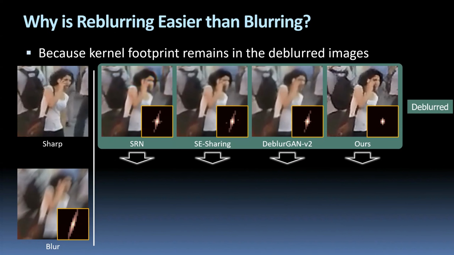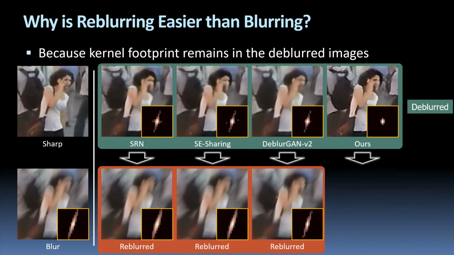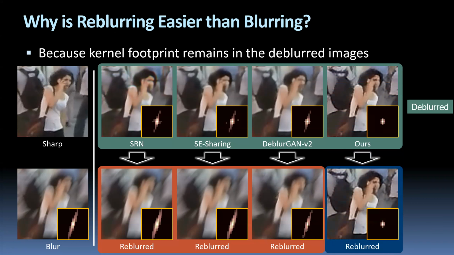What makes reblurring so easy? We found that the blur kernel direction is still observable on the imperfectly deblurred images. So, amplifying the witnessed blur footprint leads to reconstructing the original blur. Our goal is to remove such remaining blur information to make the images sharper.